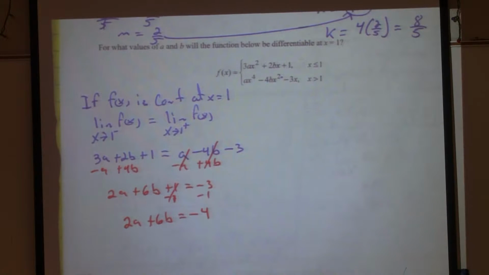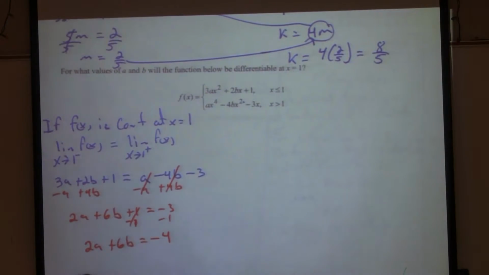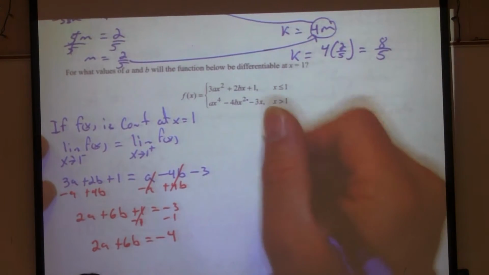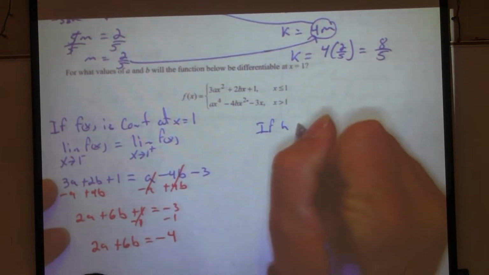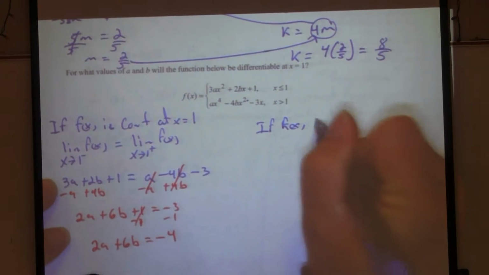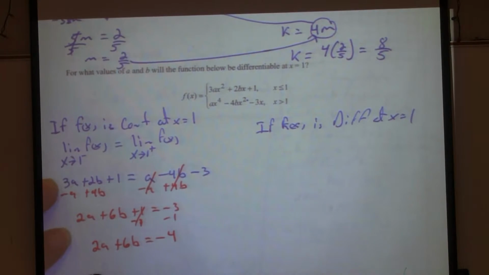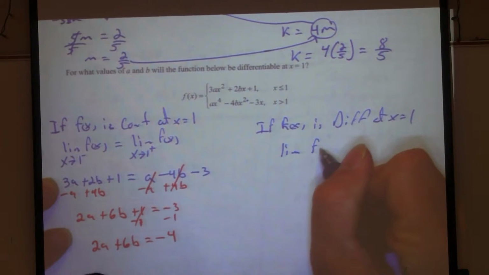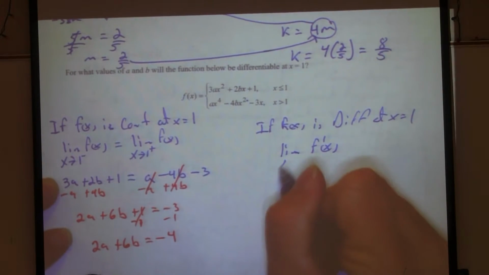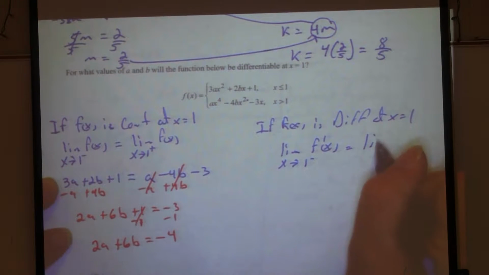And we're going to get the other equation by the other part of the 2-part process, right? So what else has to be true? Very good. So if f of x is differentiable at x equals 1, what must be true? The limit of the derivatives as we approach 1 have to equal each other.